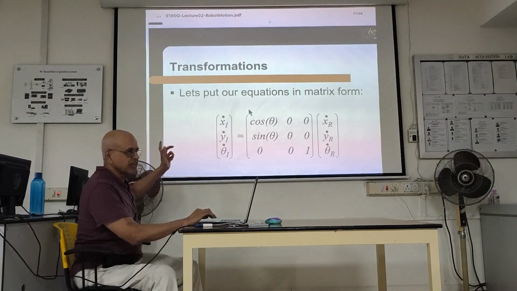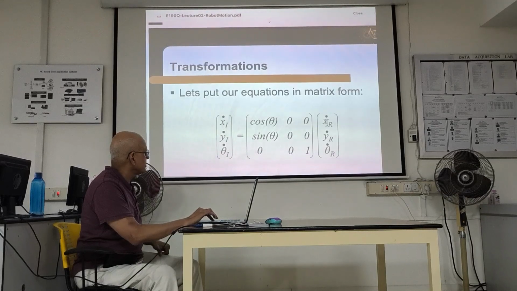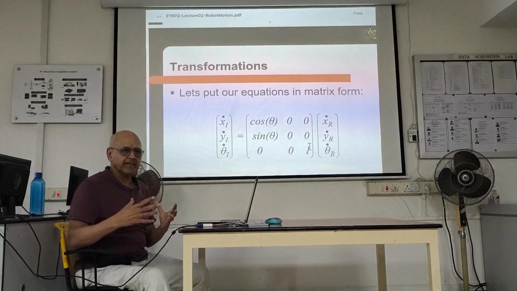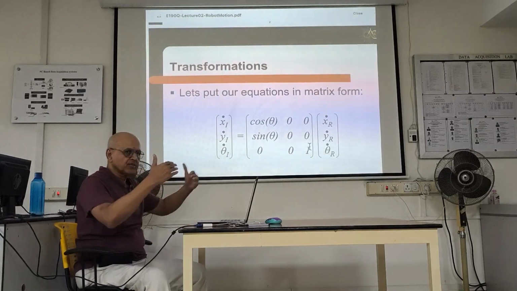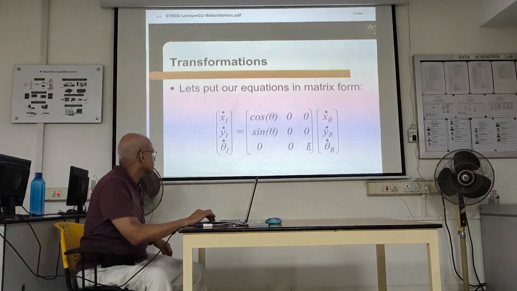Okay, so we take those equations and try to put them in matrix form. See, it's the same thing. Xi dot is equal to cosine theta times xr dot. Yi dot is sine theta times yr dot. Correct? Theta I dot is 0 times xr dot plus 0 times yr dot plus theta r dot. So theta I dot is the same as theta r dot. We use matrices for compactness, otherwise we'll be writing 5 equations when we can just put it in a compact matrix.